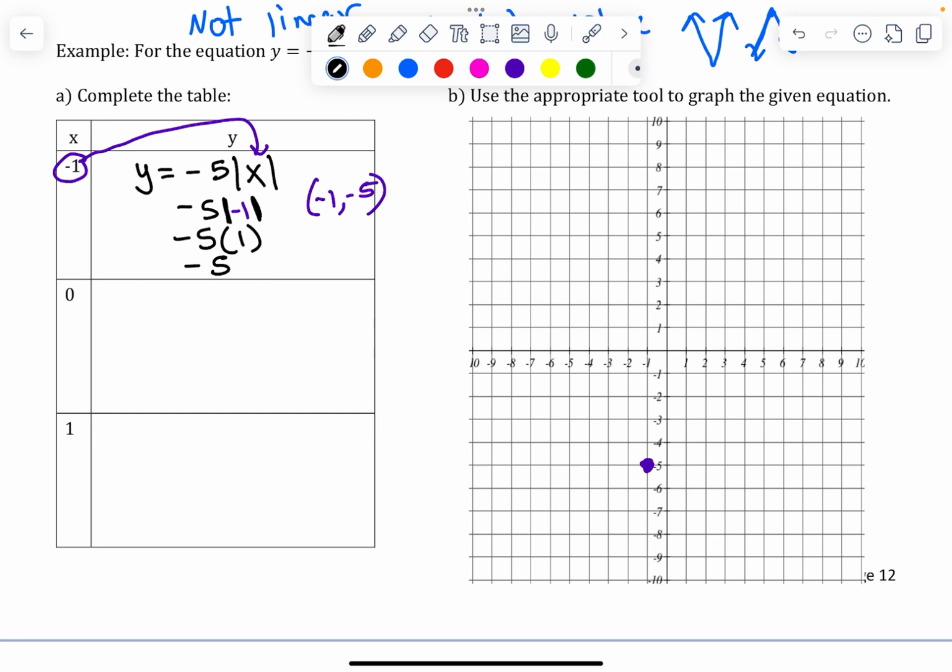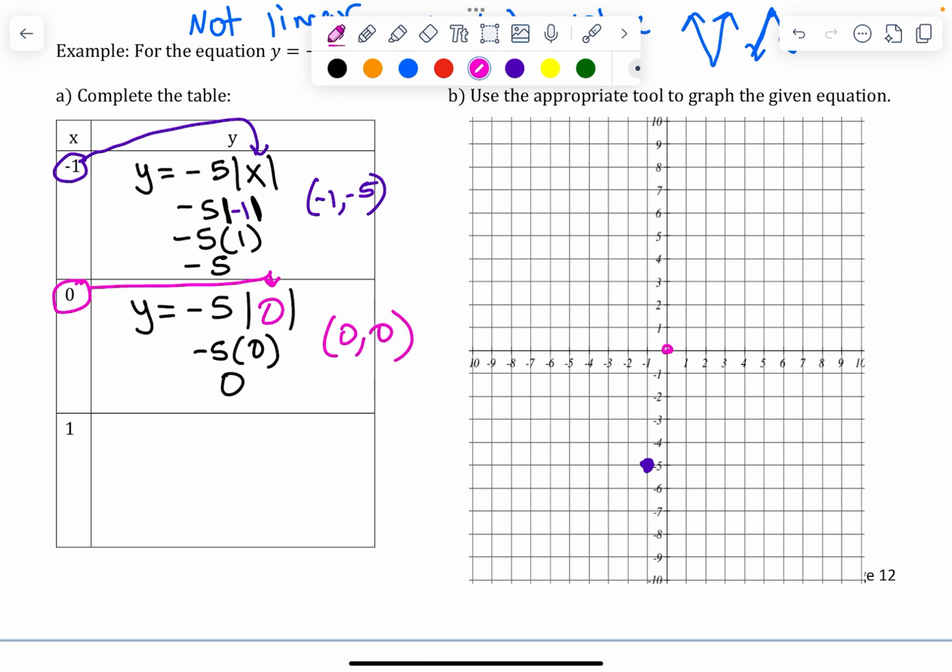Then we're going to do the same thing with 0. We've got y equals -5 times the absolute value of x. We're plugging this 0 in here, and the absolute value of 0 is 0. So we get -5 times 0, which is 0. So our second point is going to be (0, 0). That is our origin.